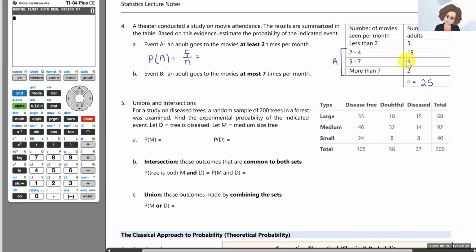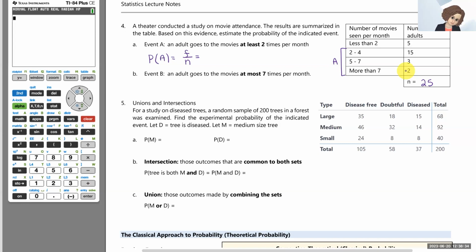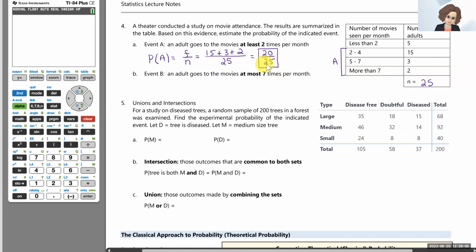And then I'm just going to add up how many adults were in each of those categories. So 15 plus 3 plus 2 are the number of adults that go to the movies at least 2 times per month. And that's out of a total of 25 observed adults, or 25 adults that responded. So 20 over 25. And I'll go ahead and leave it as a fraction. As always, we can do decimal or percents. And we could reduce as well, but we don't need to here, keeping in mind that the denominator tells us the total in the study, so it's kind of useful to see it in that form anyway.